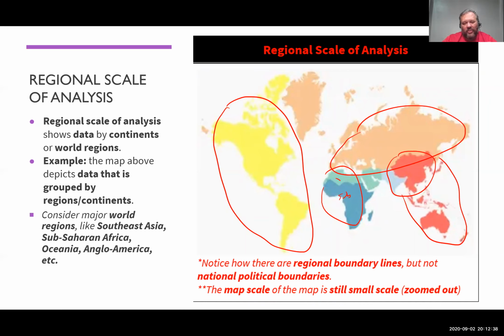And so we're going to look at regions in 1.7, but the scale of analysis would be comparing those really big groups of things. So again, continents or other types of regions. The example of the map to the right depicts data that's grouped by regions or continents. Actually, this one doesn't, but you get the idea. So some of the world's major regions, so Southeast Asia would be over here. Is there some data being represented here that might be different from Southern Asia, which is here, which might be different from Southern Africa, which is here? So we're comparing regions and not individual countries.